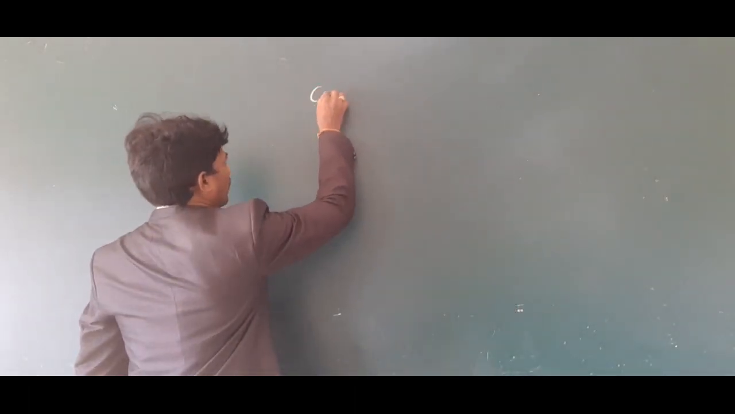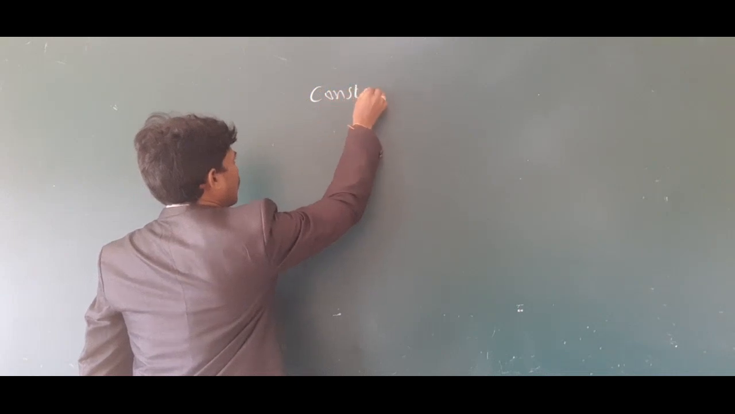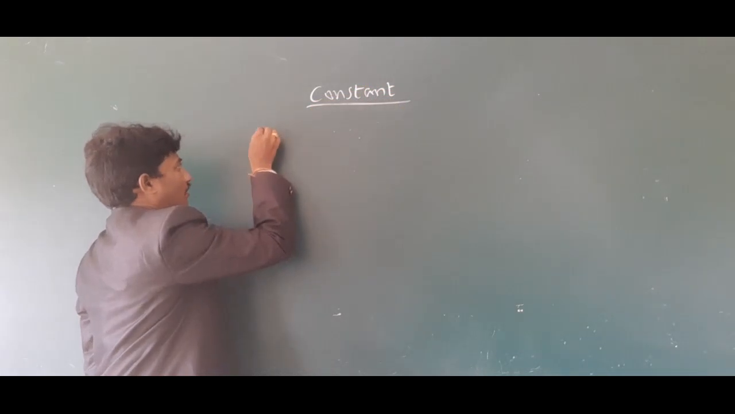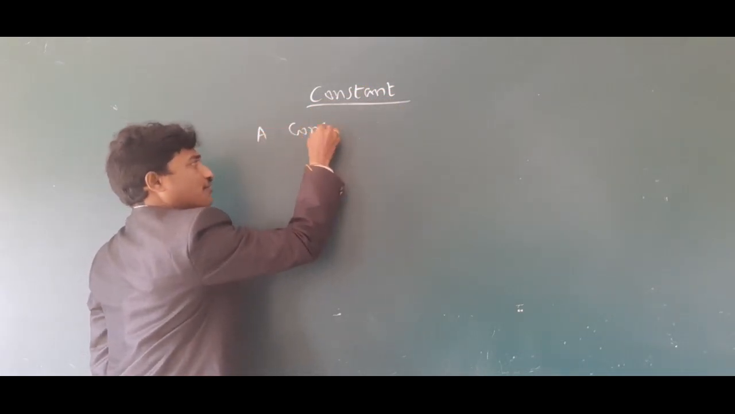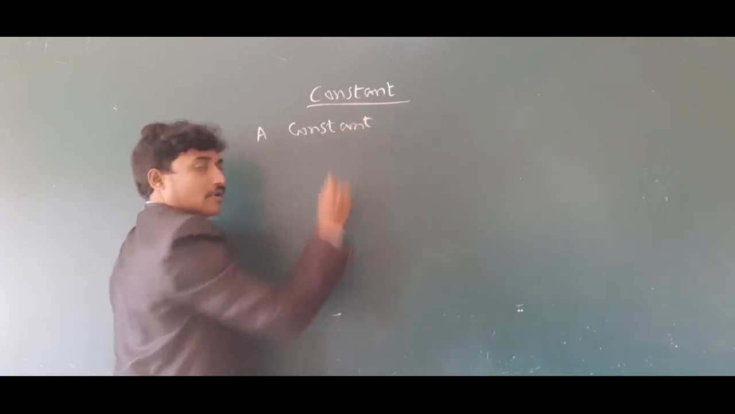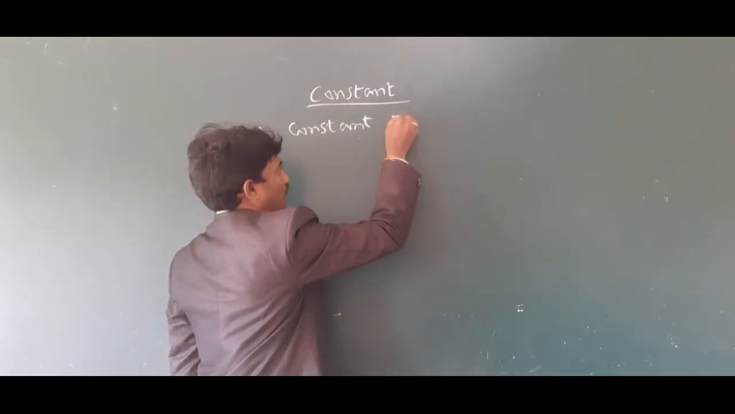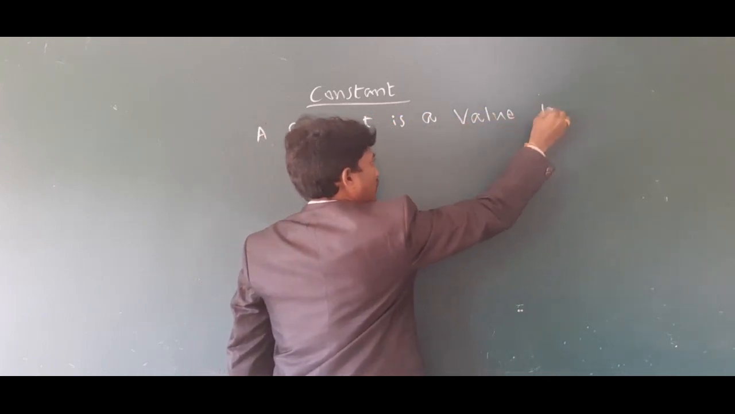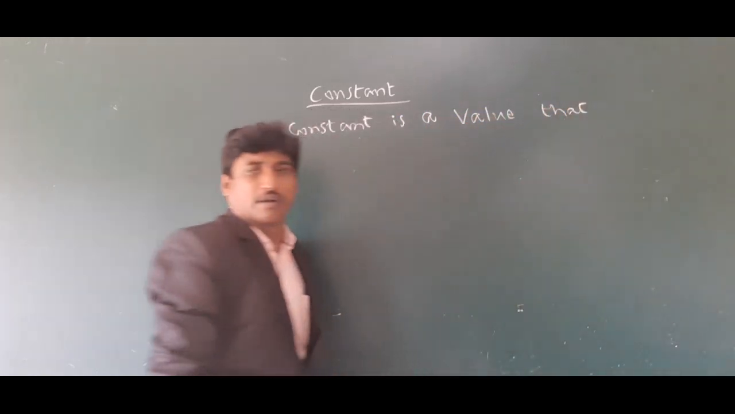Now we are going to know about a constant and a variable. A constant. A constant is a value that does not change.